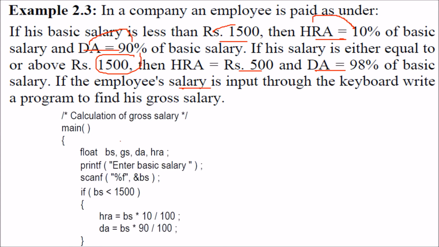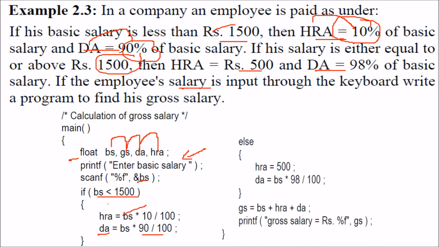How to write it? We will start with floats: basic salary, gross salary, DA, and house rent allowance. We'll enter the basic salary. We'll see whether this basic salary is less than 1500. If it is less than 1500, the HRA has to be computed as 10 by 100 of BS. The DA has to be computed as 90 by 100 of BS. Otherwise, if this is not the case, the second case, then you have to put an else. See the construct. If this condition, then whatever you want, give it inside a brace, else the other condition has to be given inside else. HRA will be 500 and DA will be 98% of the basic salary.